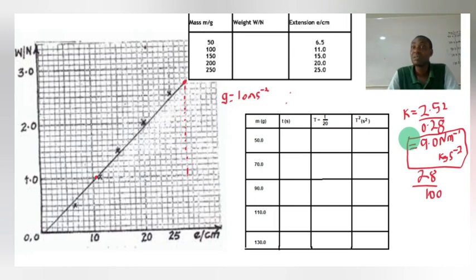Now you see that I did a research and I dug down and I saw a question to determine the value of K. So it means that you are not using the spiral spring. The value of K for that spiral spring is 9.8. So this is one method that you can use.